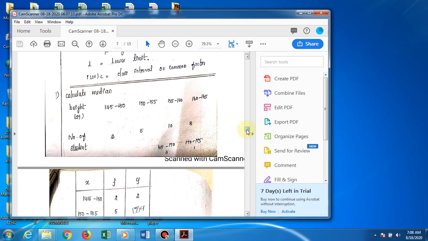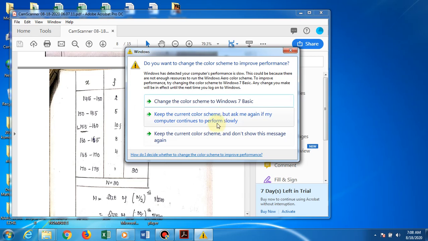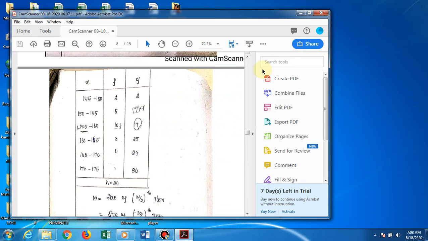See the problem. First one, they have given 145 to 150, 150 to 155, like that up to 170 to 175. This is a tabular column. Then the frequency values they have given, they are writing. Then the cumulative frequency, you know how to find this. Then apply the formula, m is equal to, first you have to find size of n by 2. Here n is equal to 30.